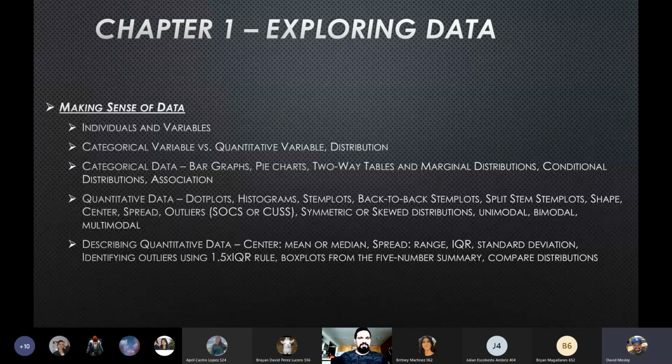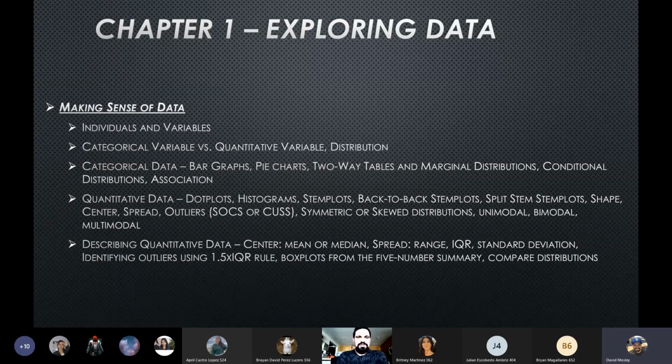The distributions of quantitative data can be symmetric or skewed. Right? They can be skewed right, skewed left. Remember, the direction of the skew is the direction of the tail. Whichever direction the tail points, that's the direction of the skew. They can be unimodal, bimodal, or multimodal.